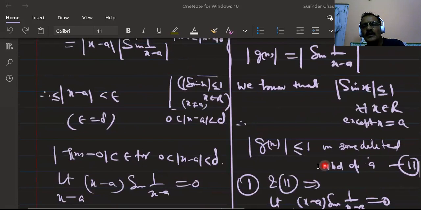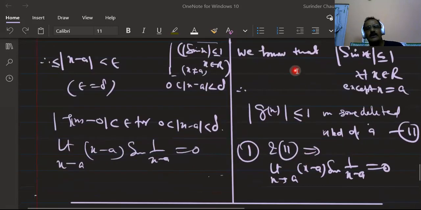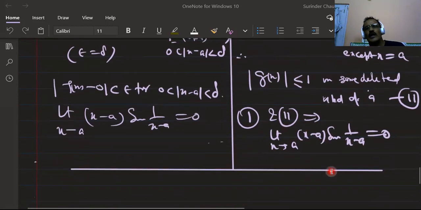So now, the first result gives us that the limit of function f(x) is 0, and the second result shows that g(x) is bounded in some deleted neighborhood of a. Both functions fit the statement of the theorem. This implies the limit as x approaches a of (x - a) sin(1/(x - a)) is equal to 0.